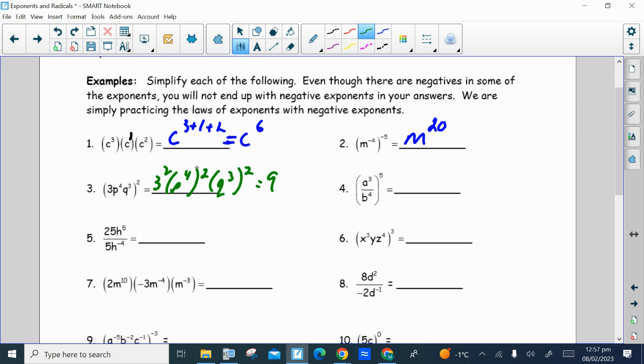And then for these last two parts, you have one exponent raised to another, so you multiply the exponents and keep the base the same. There's the final answer.